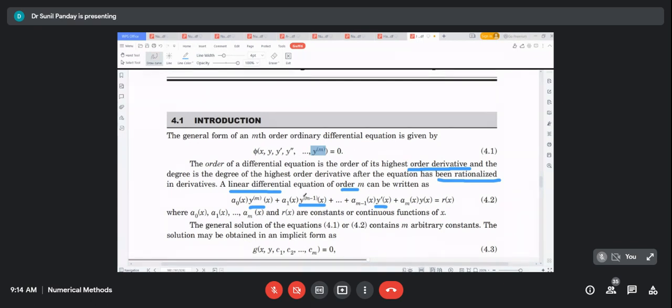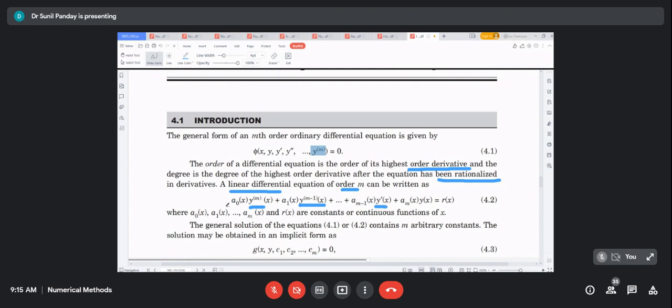So a linear differential equation means that two derivative terms are not multiplied, like y dash and y double dash, such a product term is not there, and there are no terms like y dash squared or y double dash squared present in the equation.